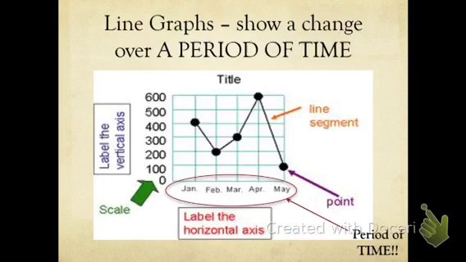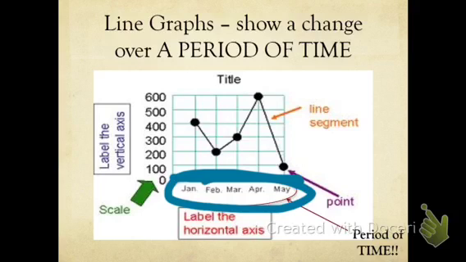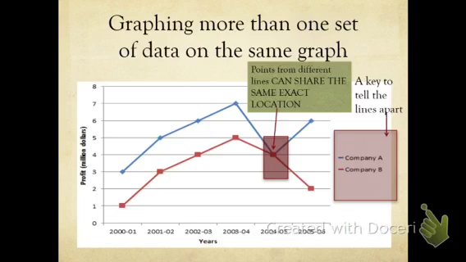And line graphs, again, showing a period of time. Remember I told you that your independent variable, your x-axis, which is this horizontal axis, has to be a period of time in order for you to make a line graph, because this is months, that is showing a period of time. Okay? This gets confusing when you have more than one set of data that goes on the same graph.